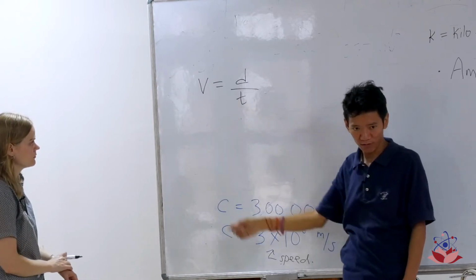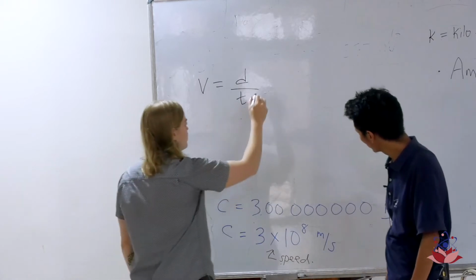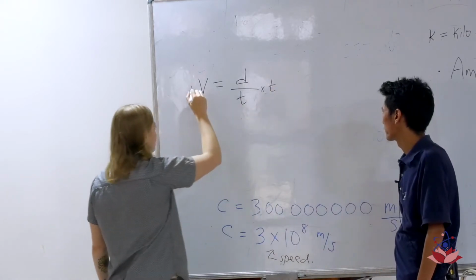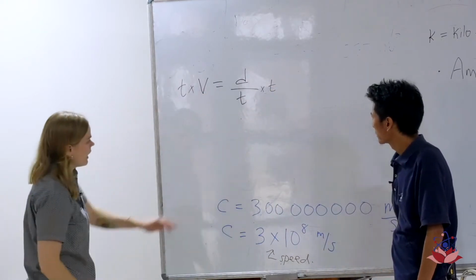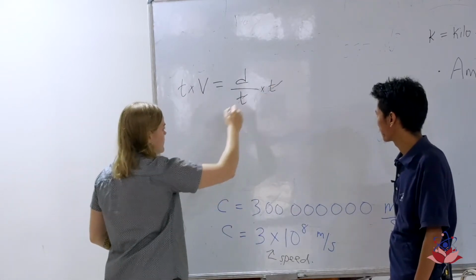So I can multiply both sides by time. And then this time cancels this time.